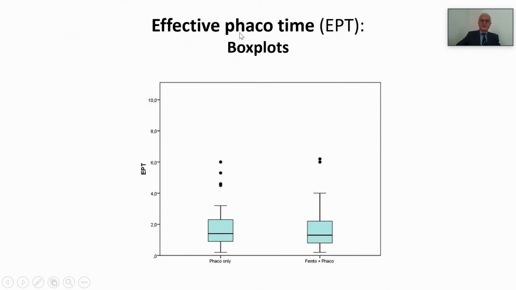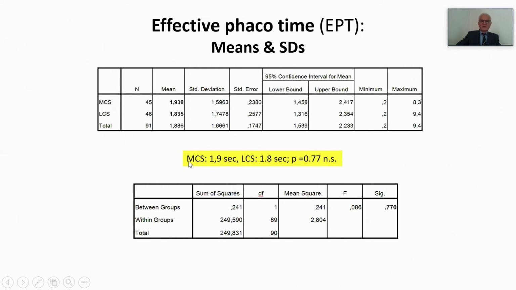Concerning the results, effective phaco time in both groups was not different. Generally, the EPT was very low. You can see it was in the manual group 1.9 seconds and in the laser assisted group 1.8 seconds with no statistical difference.